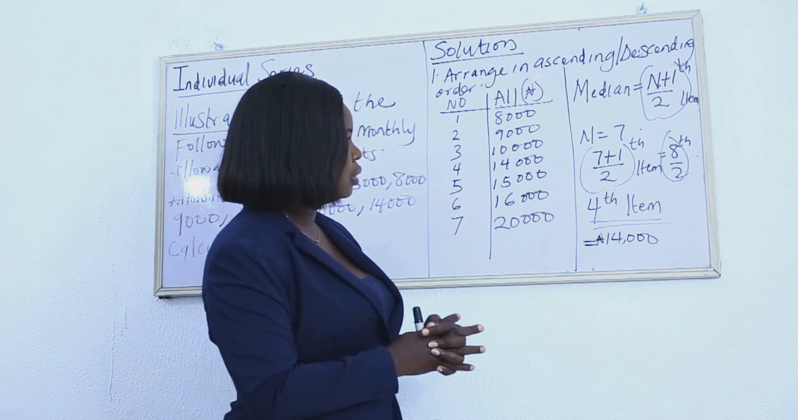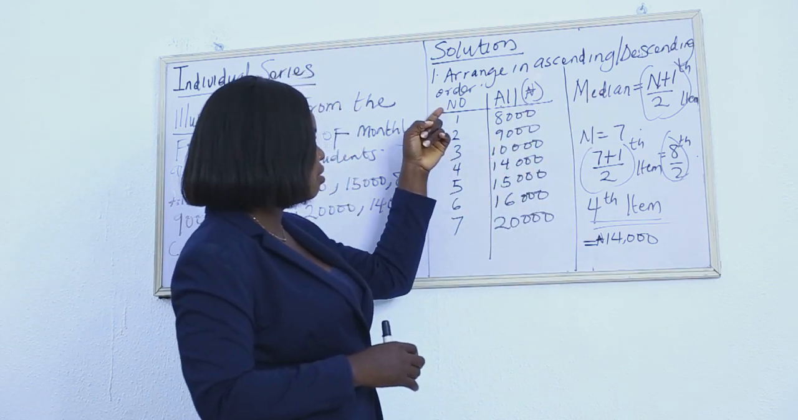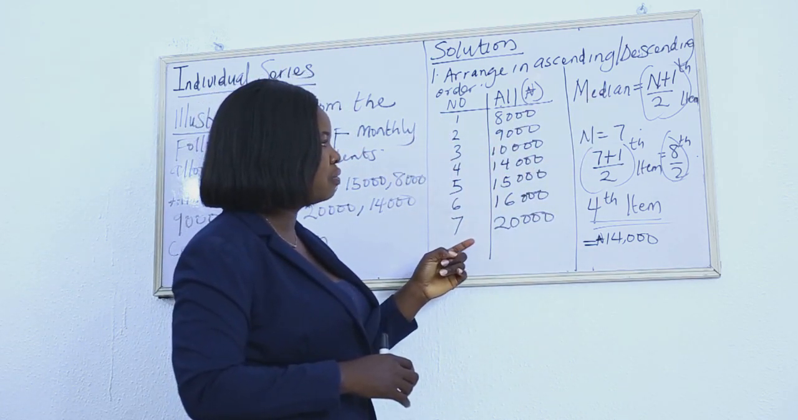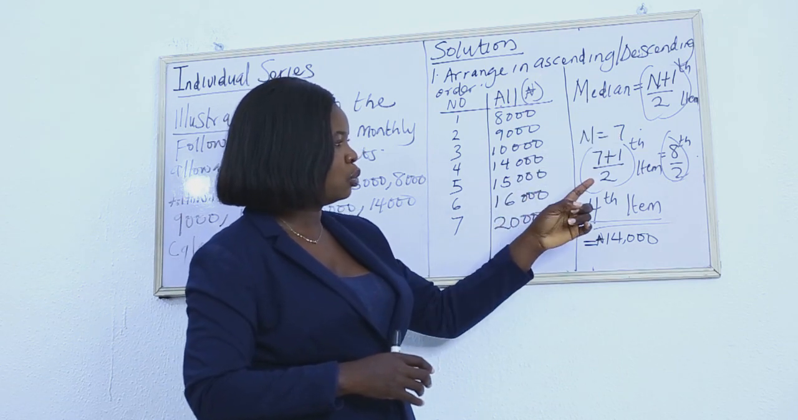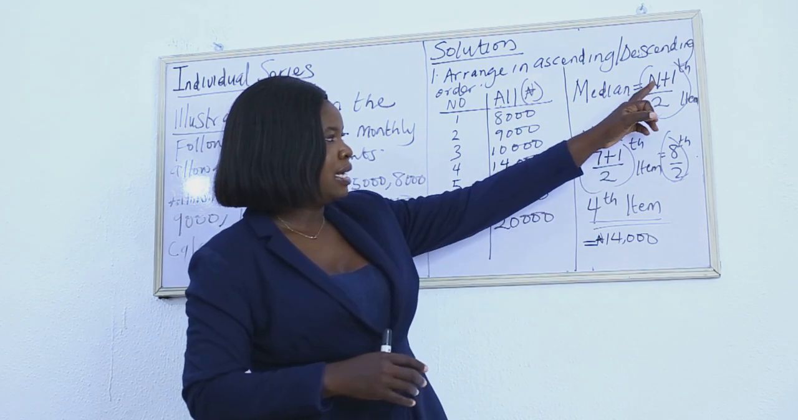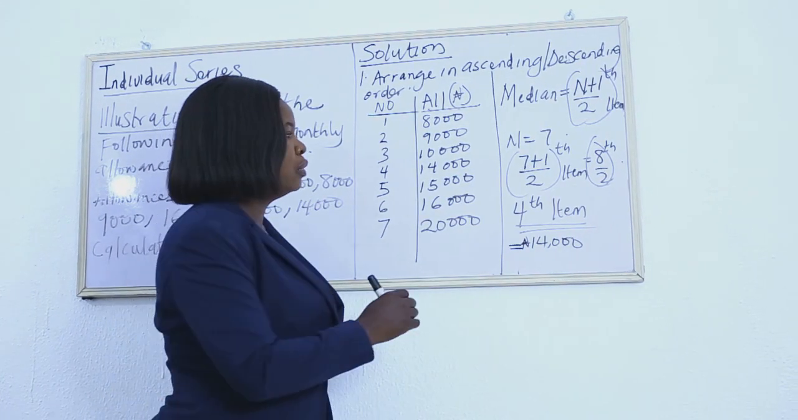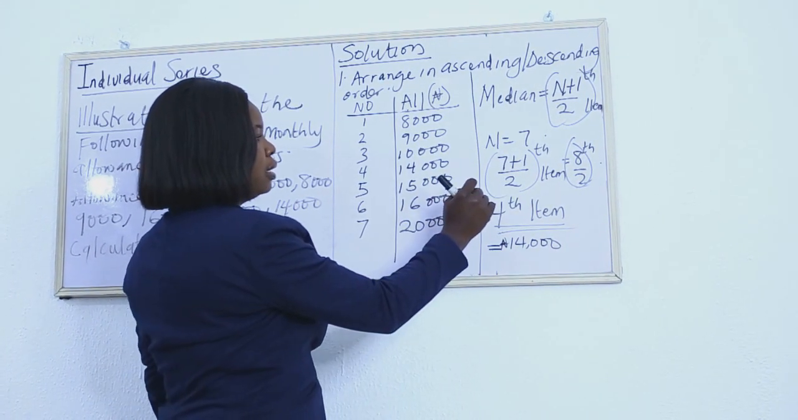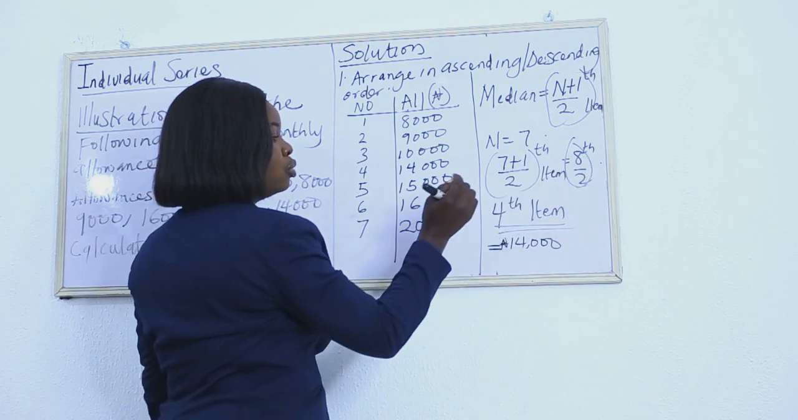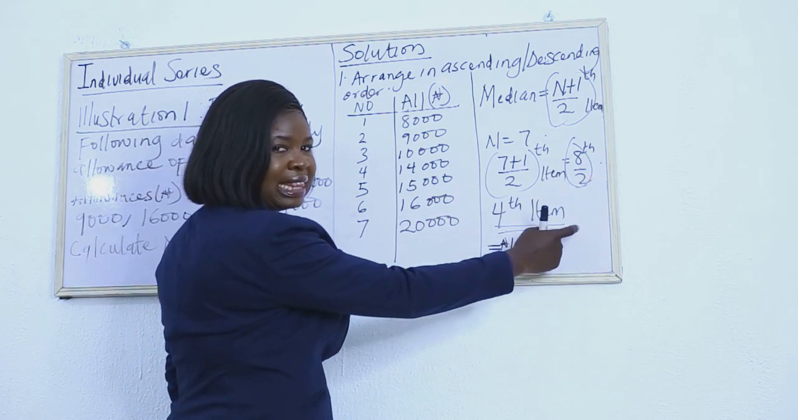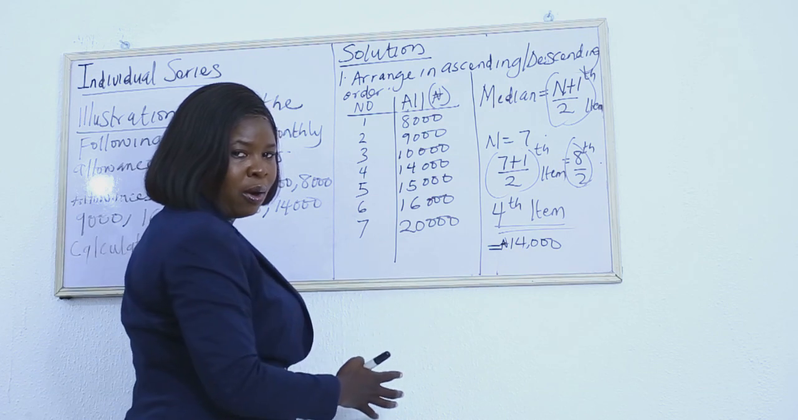For example, what is n on the board? How many students are involved? 7. So our n is 7. So we say n plus 1 divided by 2 nth item. So 7 plus 1 is equal to 8, divided by 2, is 4. So it means the fourth item on our arrangement.